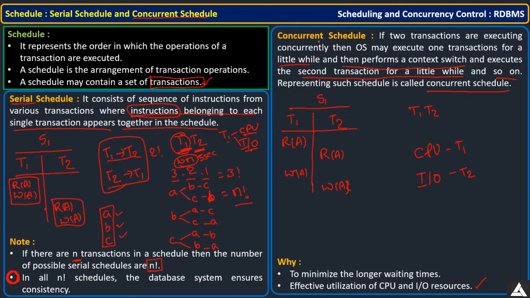Of course, we have some problems in this concurrent schedule. Those problems we are going to address in the coming lectures, and how you are addressing them, how you are giving the solutions. That is what we are going to discuss throughout the chapter. First of all, this is the definition of schedule, serial schedule and concurrent schedule.